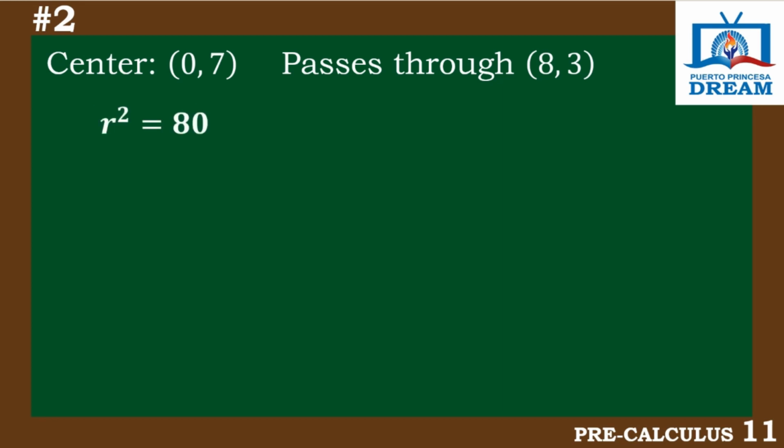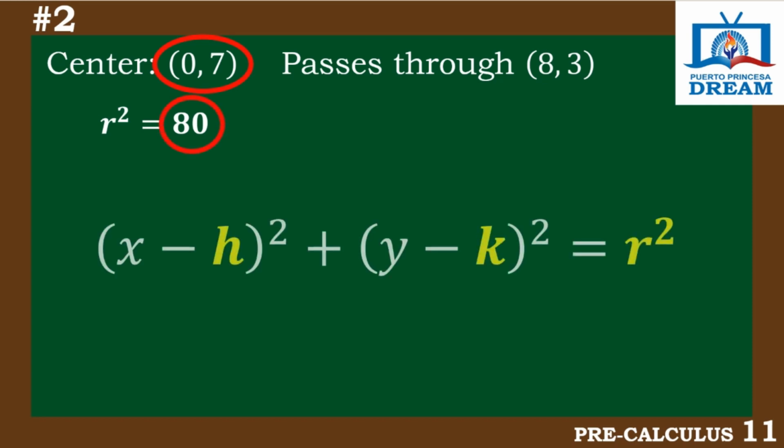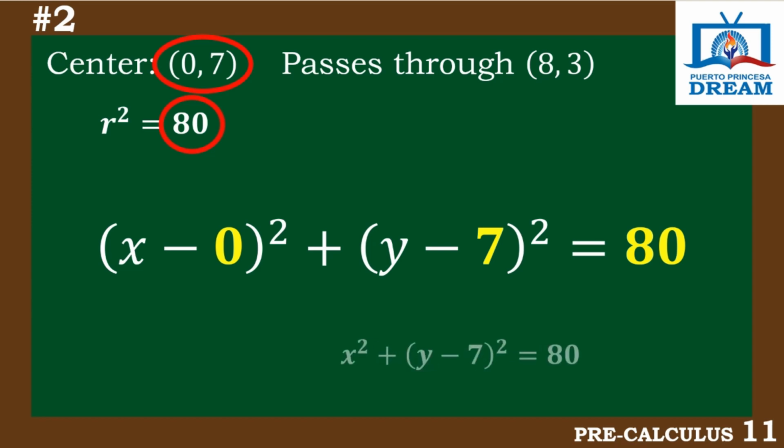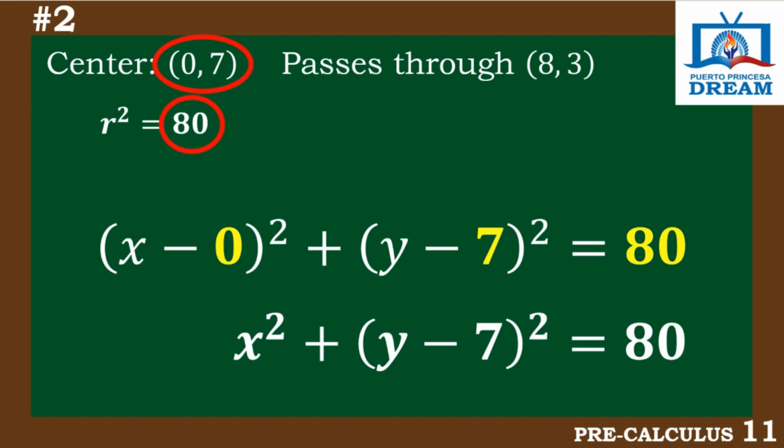With the given coordinates of the center, and the value of r squared, therefore, the equation of the circle is the quantity x minus 0 squared plus the quantity y minus 7 squared equals 80. Or simply, x squared plus the quantity y minus 7 squared equals 80, because the value of h is 0.